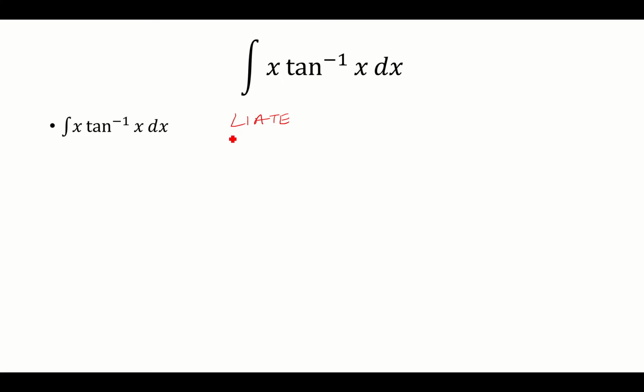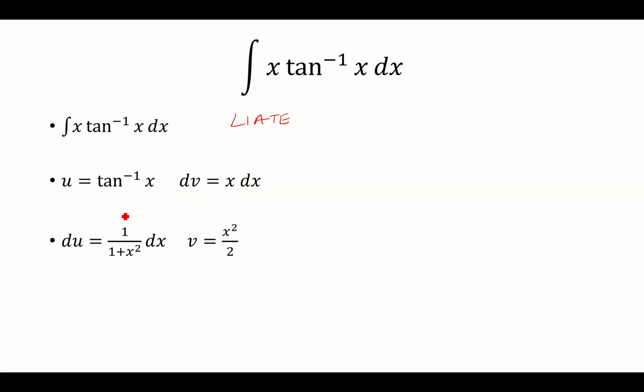This is for u, so L stands for log. We don't have any logs. I is for inverse trig functions, which for us is the inverse tangent. And then A is the algebraic, which is the x. So clearly the inverse tangent comes before the algebraic. So we'll let u equal the inverse tangent of x. So dv is x dx.